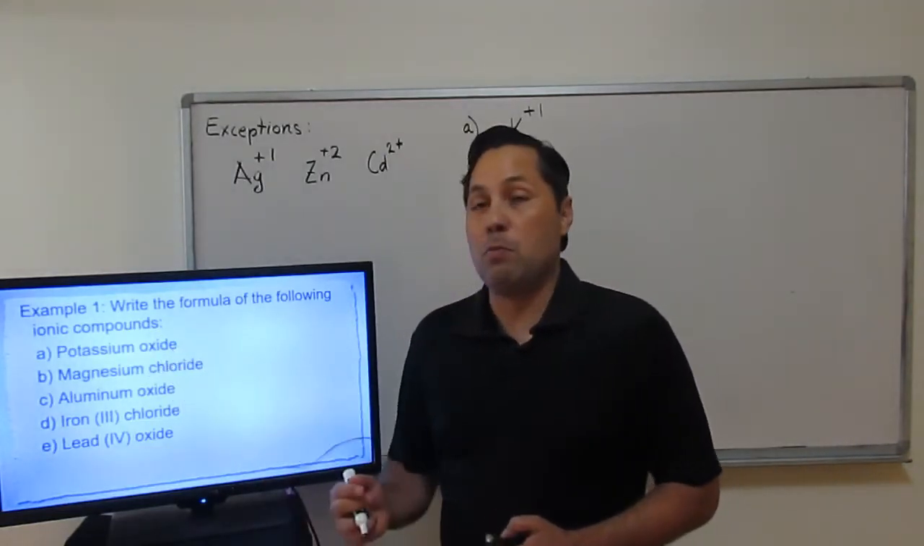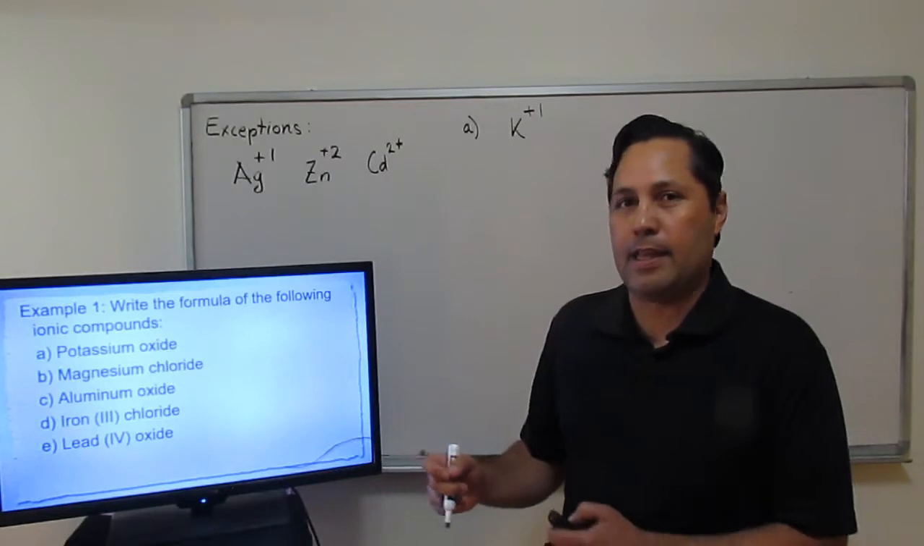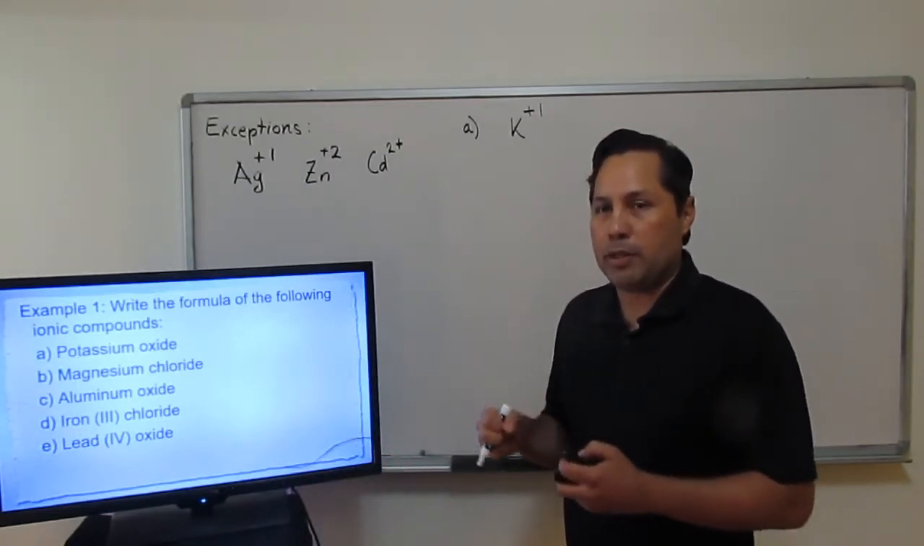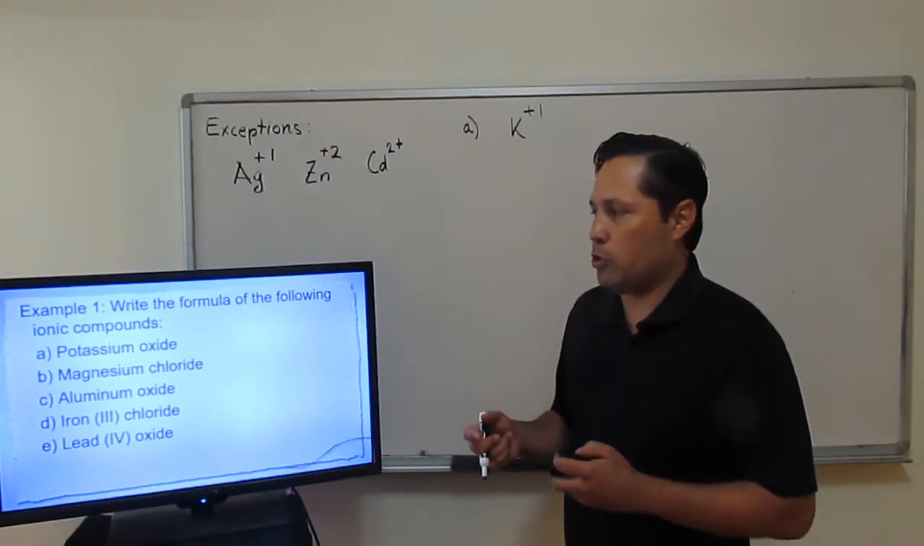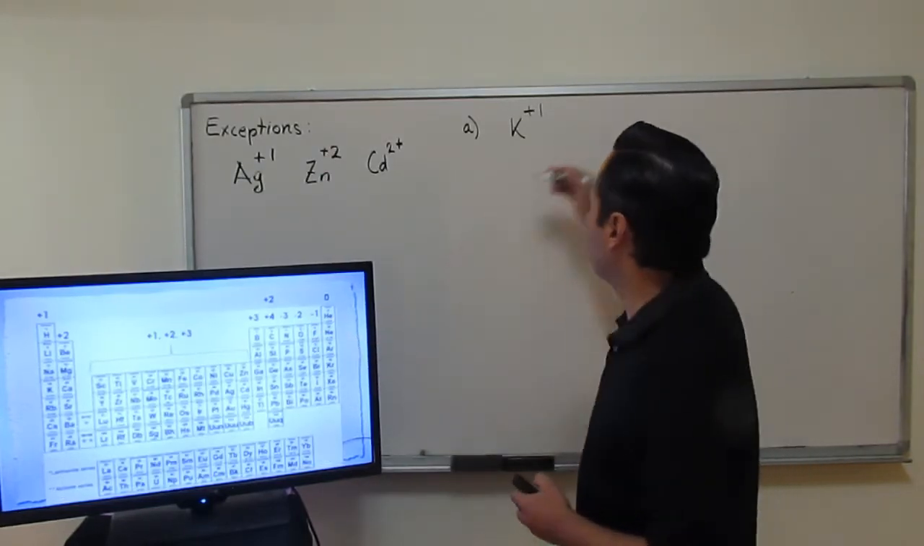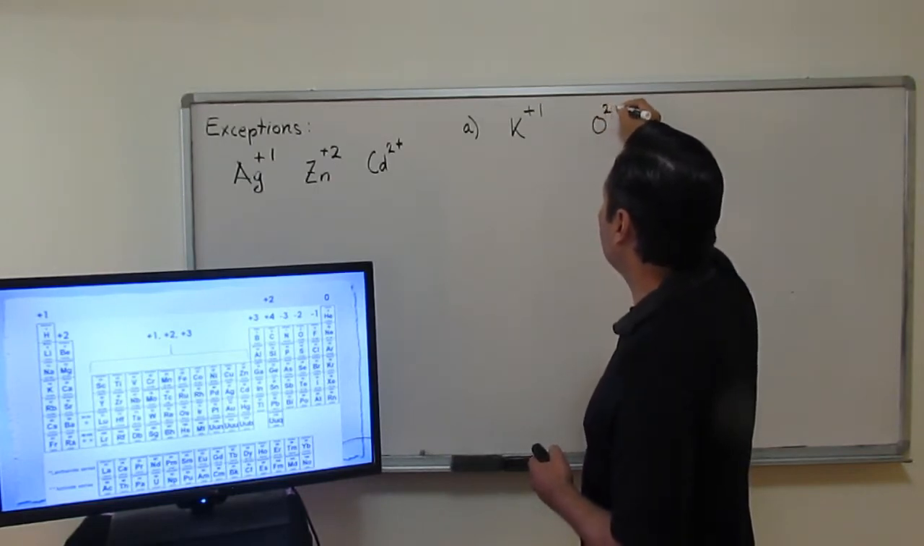Notice that the ending has been modified with an IDE ending. It's really oxygen. The IDE means that it's bonded to another atom. So it's really oxygen, and that's what I'm looking for. Oxygen is right here. It's got a -2 charge. I'm going to write it over here.